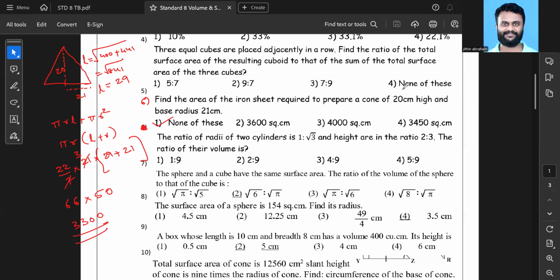Yes, tell me what's your query. Sir, this formula is the formula for total surface area, right? Yes.